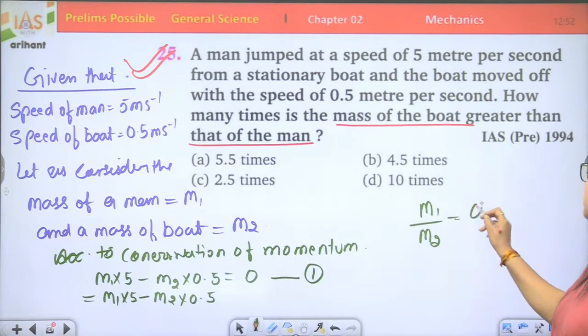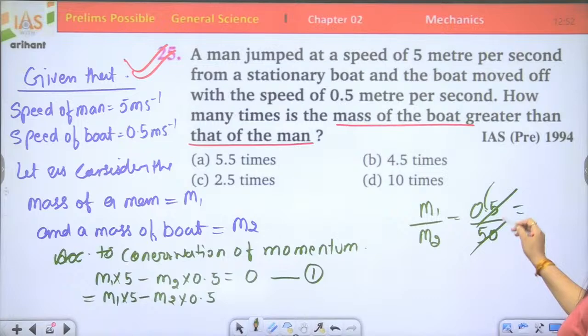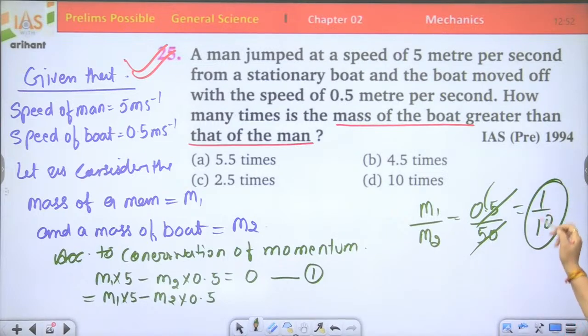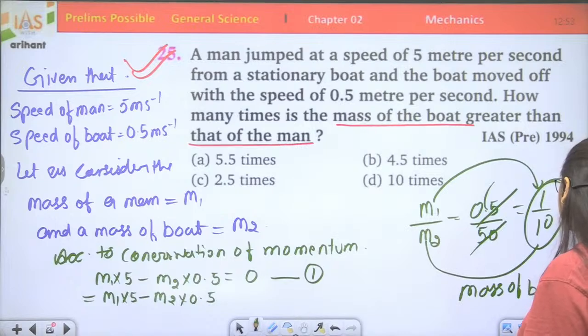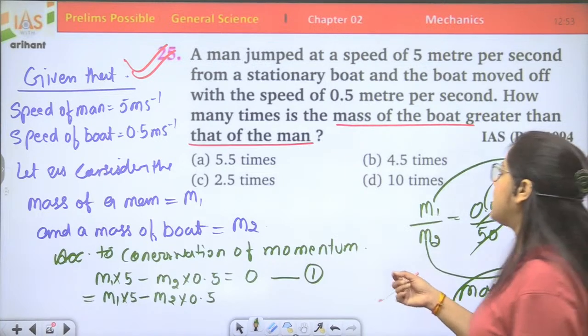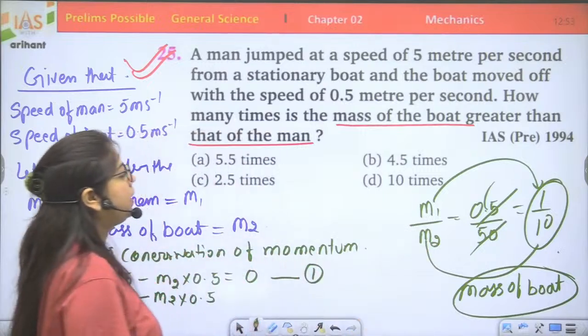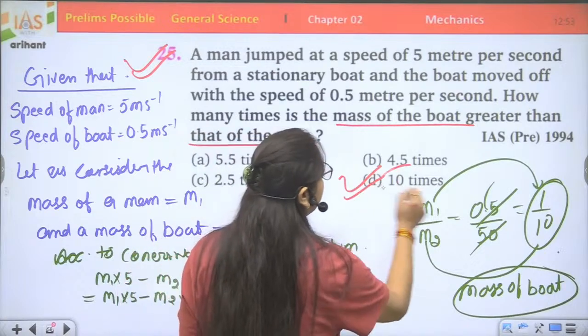So m1 upon m2 is 0.5 upon 5. Let's remove this point from here and take it as 0. Now cancel out, and we get 1 upon 10. So m1 is the mass of the man and m2 is the mass of the boat, right? So we can say that the mass of the boat is 10 times greater than the mass of the man. So the right answer will be option D, 10 times.